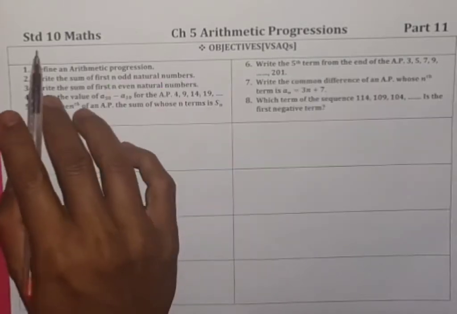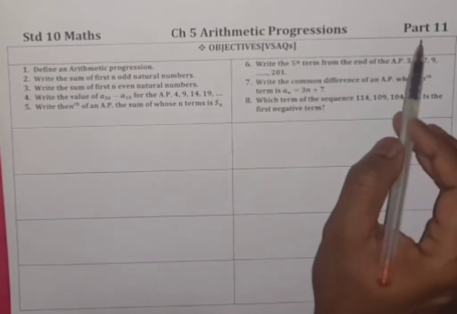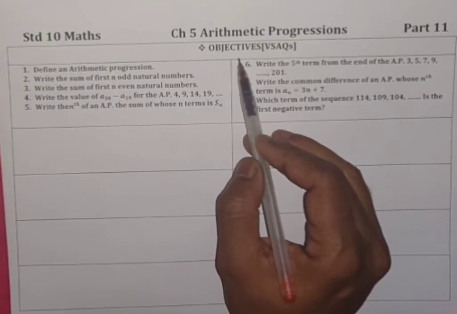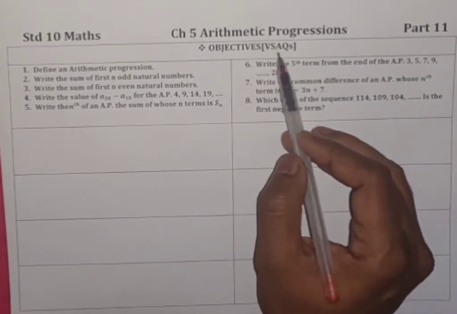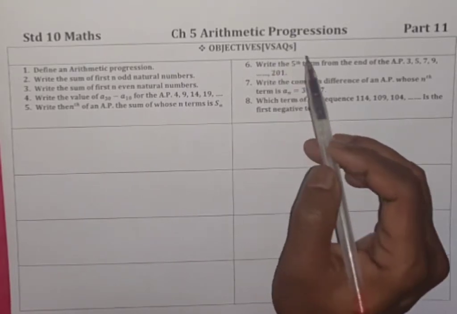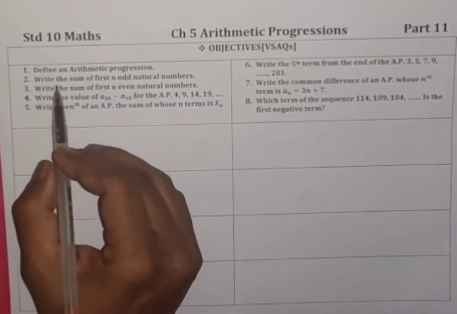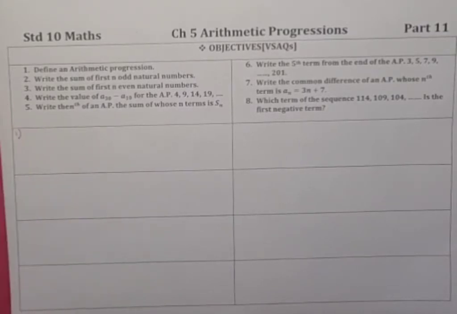Welcome back students to standard 10th maths chapter 5, arithmetic progressions, and we are in the 11th session. We are solving objective questions. We solved some MCQs. Now we are going to see very short answer questions. The first one is: define arithmetic progression. Do you remember the definition?